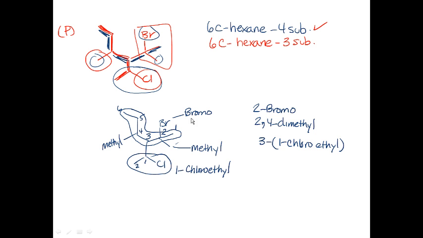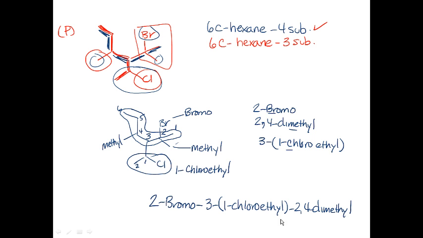Okay, and so therefore, that's my 4 substituents. So now I can go ahead and alphabetize on the B, the M, and the C. So only one name for this molecule, 2 bromo, 3, 1 chloro ethyl, 2,4 dimethyl hexane. That's its final name.